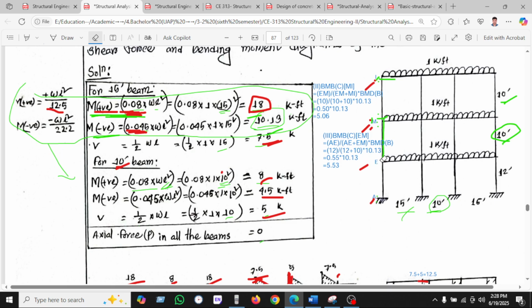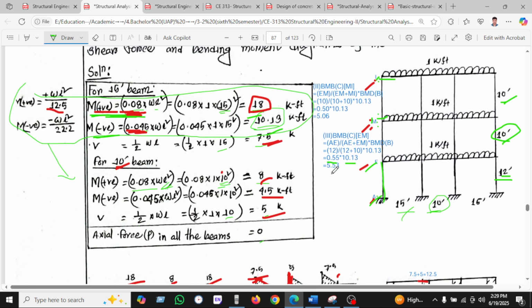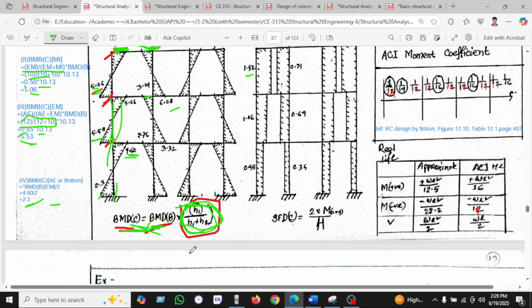Okay, for getting this moment, we are just watching AE. This is the AE, this is the length, and AE divided by EMI. So AE is 12. So 12 divided by 12 plus 10, which is 0.55, and it will be multiplied with the bending moment of the beam, as we have seen, 10.13. So 10.13 will be multiplied and we found 5.53. So in this way we have found 5.53.